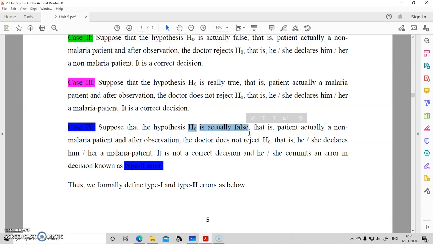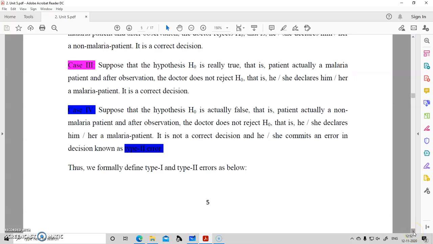It means the patient is not a malaria patient. But the doctor concludes that he is a malaria patient because he is not rejecting H naught. So he declares that the patient is a malaria patient. So the doctor has taken the wrong decision. It is not a correct decision and an error is committed. That error is known as a type 2 error. So, type 1 and type 2 error.